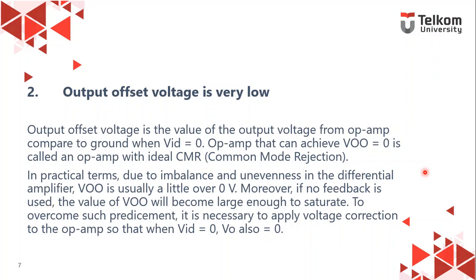Moreover, if no feedback is used, the value of VOO will become large enough to saturate. To overcome such predicament, it is necessary to apply voltage correction to the op-amp so that when VID equals to 0, VO also equals to 0.